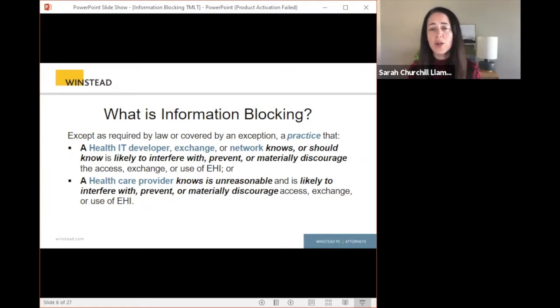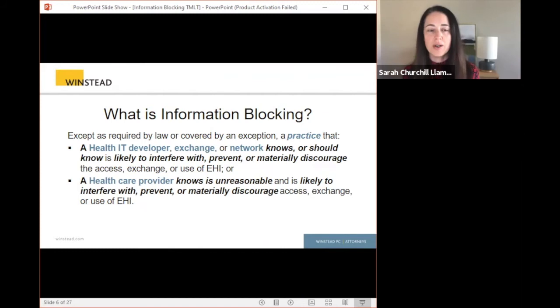So, okay, so we're going to start really diving into some of the details. So what is information blocking? So information blocking is a practice that, one, if you're a health IT developer, a health information exchange, or a health network, if they know or should know that practice is likely to interfere with, prevent, or materially discourage the access, exchange, or use of electronic health information, or, and there's a variation here.